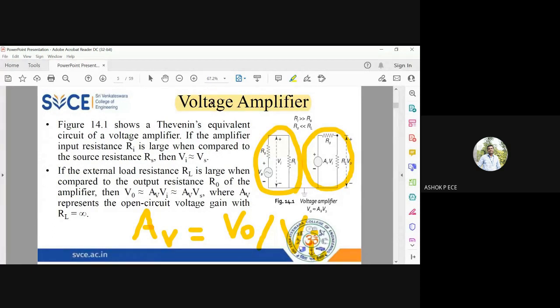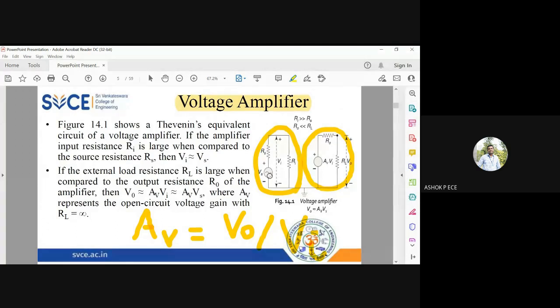If I say voltage amplifier, the first thing that should come to your mind is that a voltage amplifier will amplify my voltage. So there is a parameter called voltage gain, AV equal to V out by V in. V out, I measure as the output voltage on the output side, so I am going to have a voltage source in the output side. And I am also measuring Vi, which is the input voltage, so I am going to have a voltage source in the input side. So this will complete the circuit diagram for a voltage amplifier.